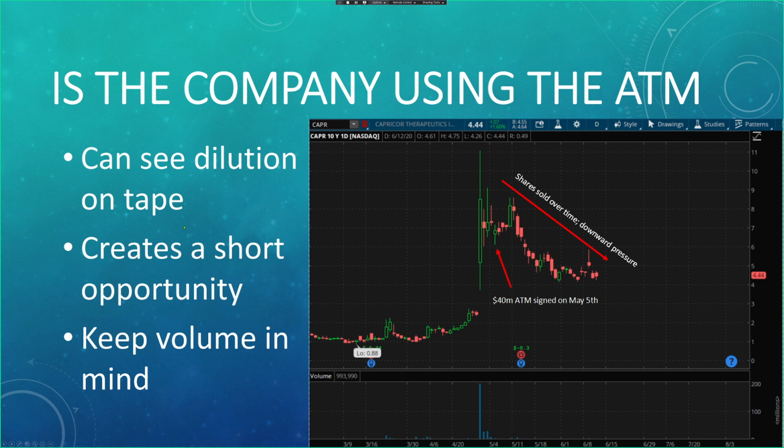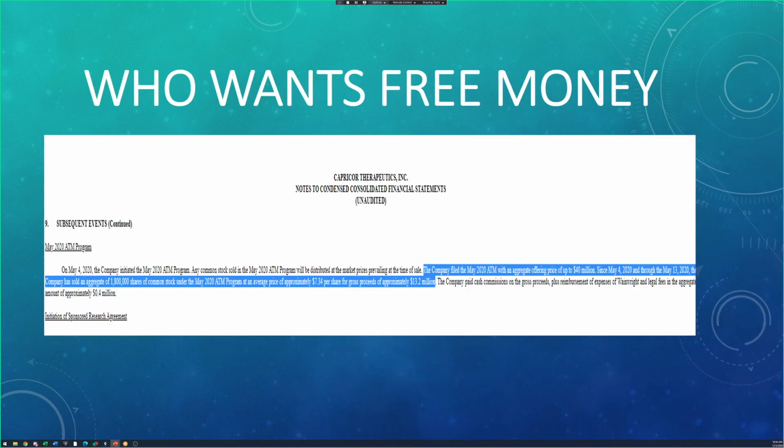This is for me, right? Shorts, right? So dilution equals good for short. If there's a lot of dilution, then it's a good short. If there's not a lot of dilution, it's a good long, right? When I say keep volume in mind, let's just price this out. Let's say they had 40 million. Well, how many can they raise? Let's just say they can raise 10 million shares.